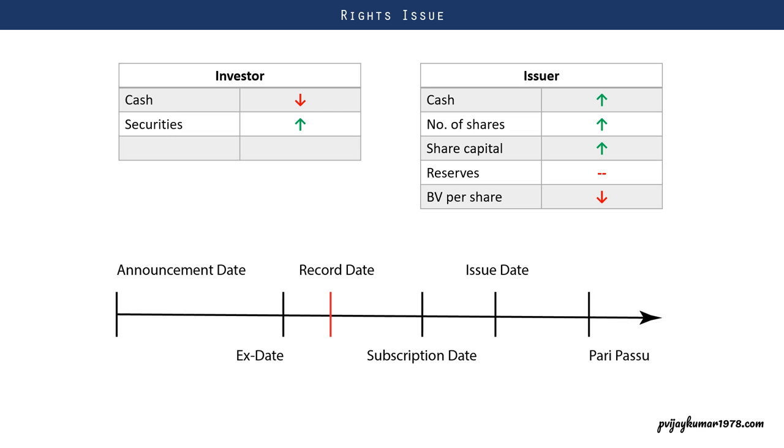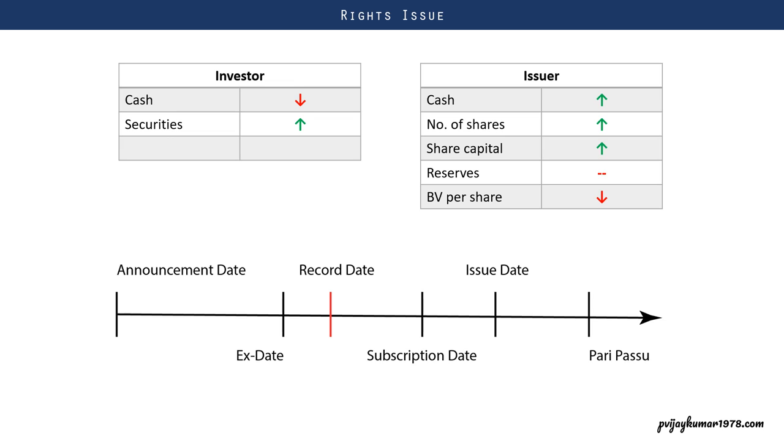The following are the important dates in a rights issue: announcement date, record date, ex date, subscription date, issue date, and pari passu date. The announcement date, record date, and ex date are similar to what has been discussed in an earlier section. The subscription date here refers to the date by which the shareholders who have received rights shall subscribe to the new shares. The payment of the money for the new shares shall be made along with the subscription.